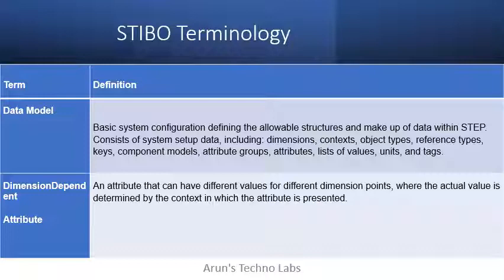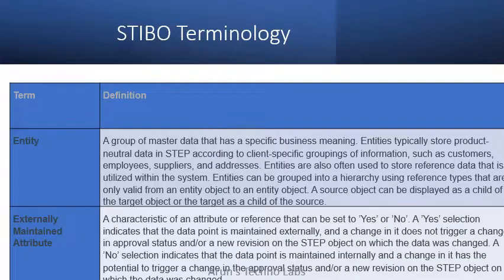Dimension dependent attribute is an attribute that has different values at different dimension points, where the actual value is determined by the context in which the attribute is. Entity is a group of master data. For example, customer is an entity, employee, suppliers, address are entities. It's like the data which represents an object.